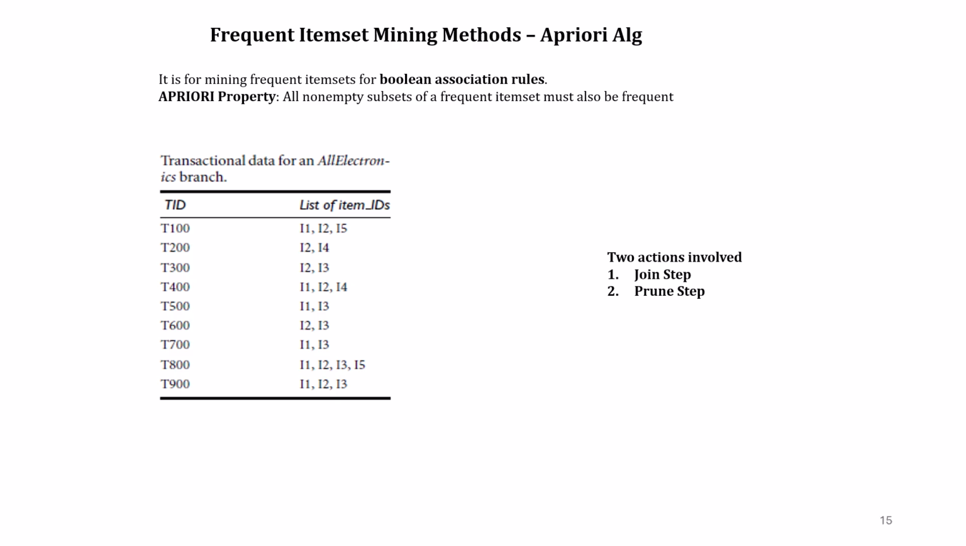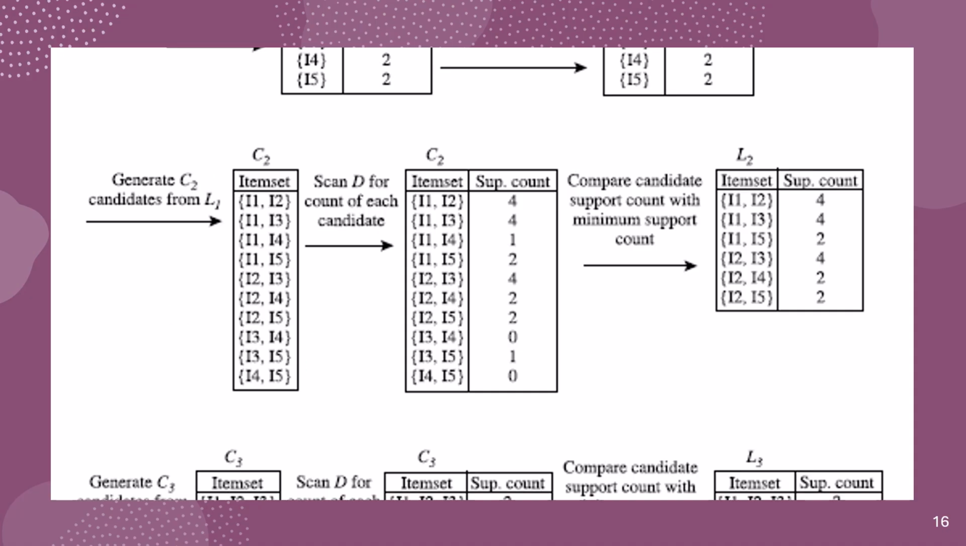The Apriori property is that all non-empty subsets of a frequent itemset must also be frequent. In the given dataset, 9 transactions are available, and different items I1 to I5 are purchased by customers across these 9 transactions. Two steps are involved in the Apriori algorithm: one is the join step, and the second one is the pruning strategy.